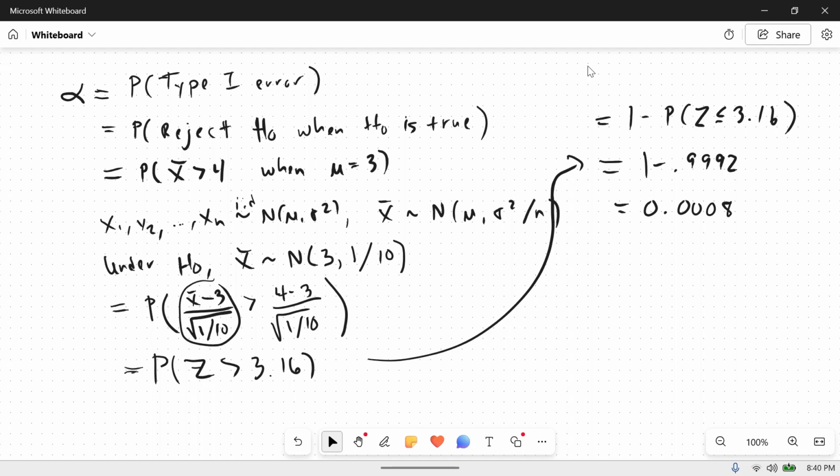So if our null hypothesis is true, and our rejection rule is that we reject the null hypothesis when x bar is greater than 4, then under the null hypothesis, the probability that we make a type 1 error, that we reject the null hypothesis, is 0.0008. So not very large.